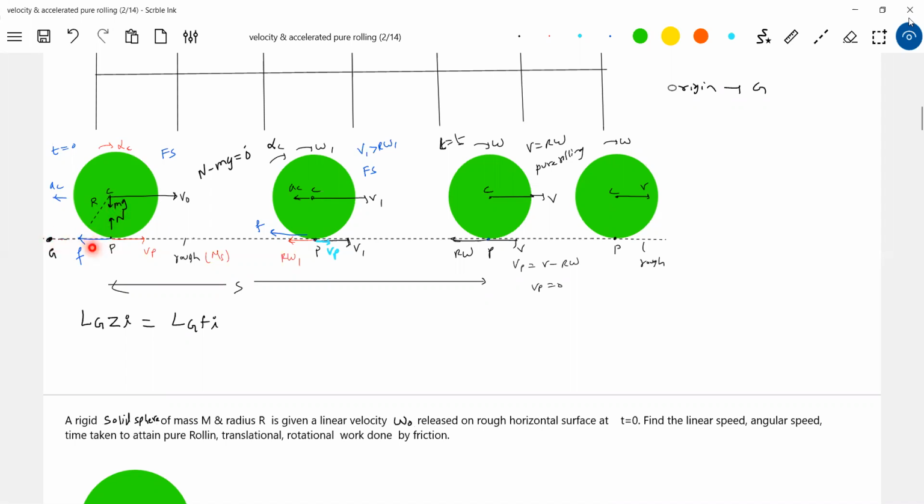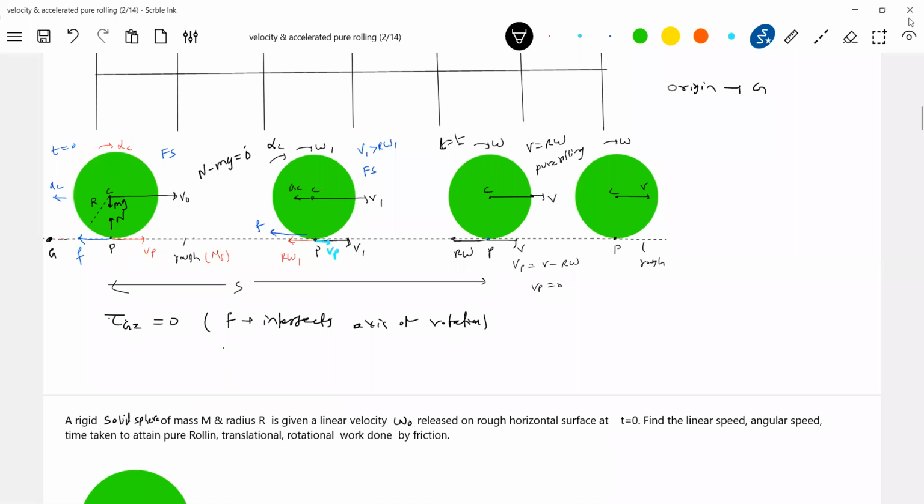So what is the net torque about point G? It is 0. Why we are conserving angular momentum about this point is, let me write first. Net torque is 0. Reason for that: F intersects the axis of rotation. This will intersect the axis of rotation.